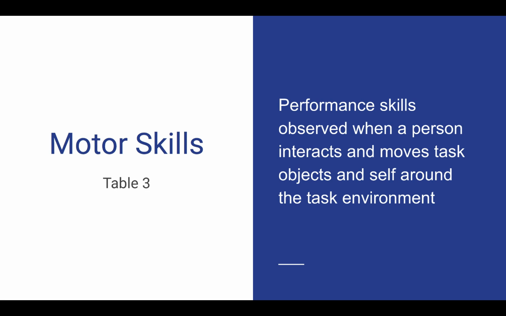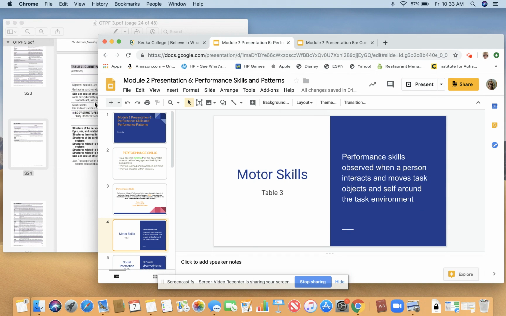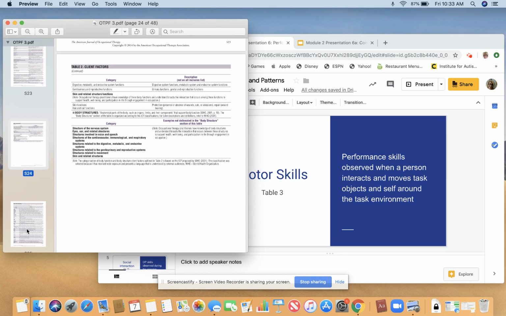Motor skills are performance skills that are observed when a person interacts and moves task objects, and themselves around within that task environment, meaning that whatever they are engaged in. We're going to take a minute and look at this information.